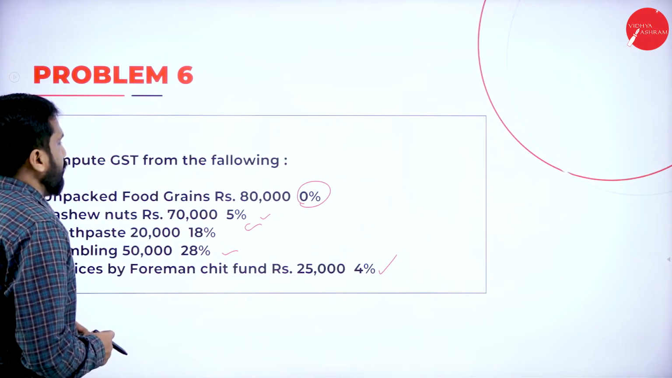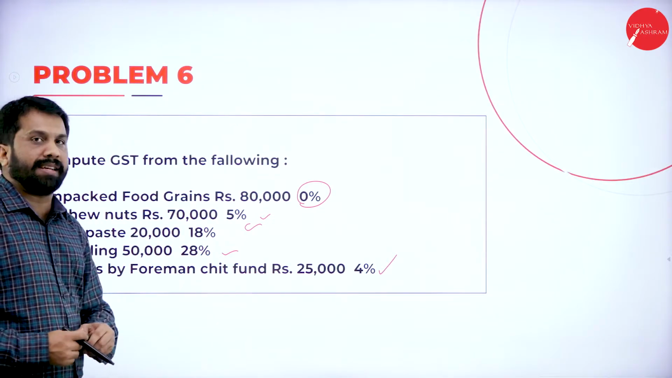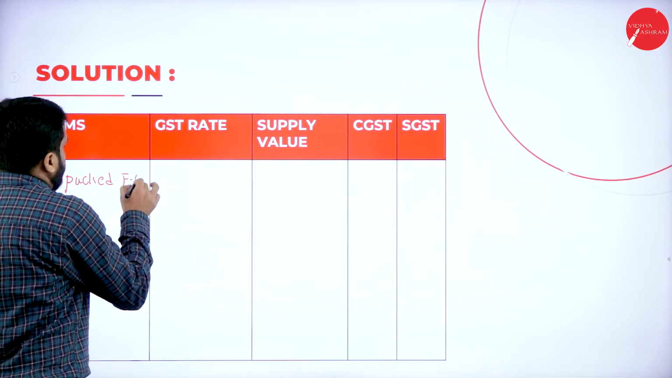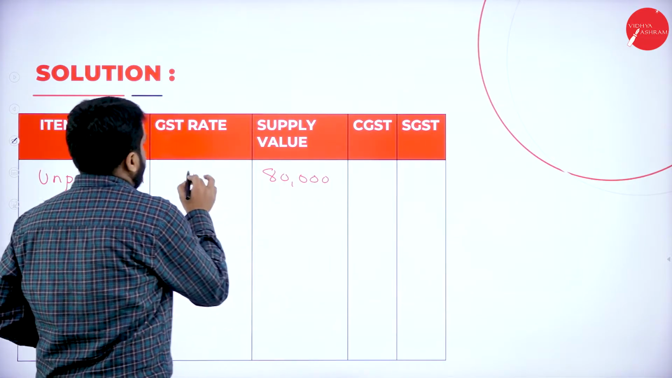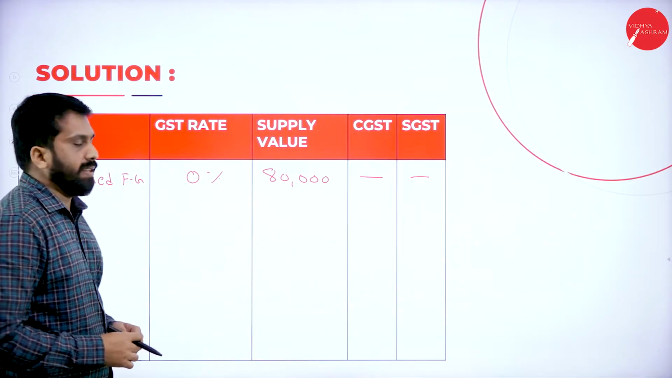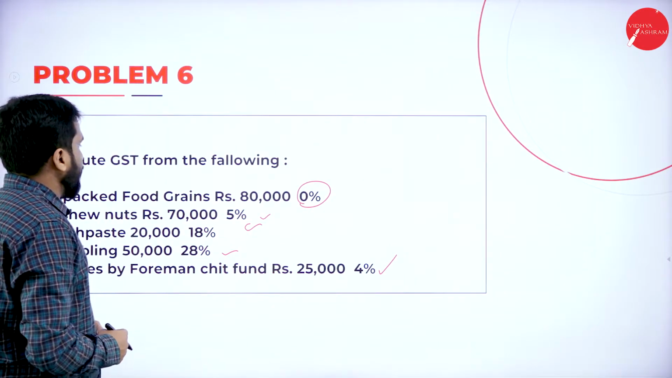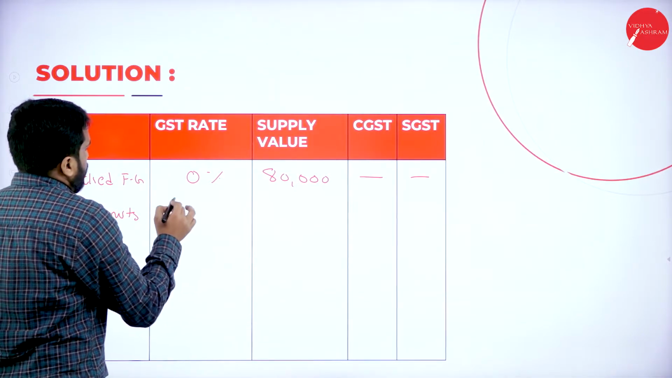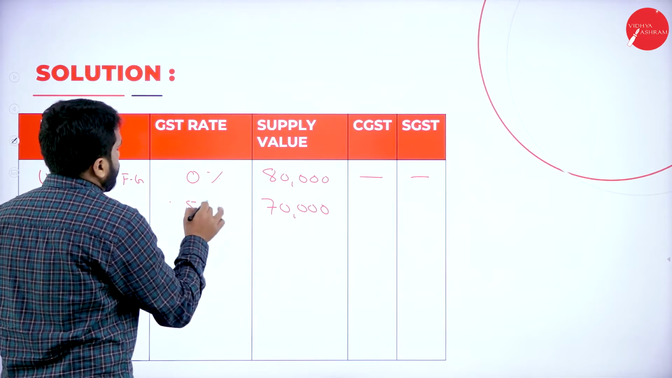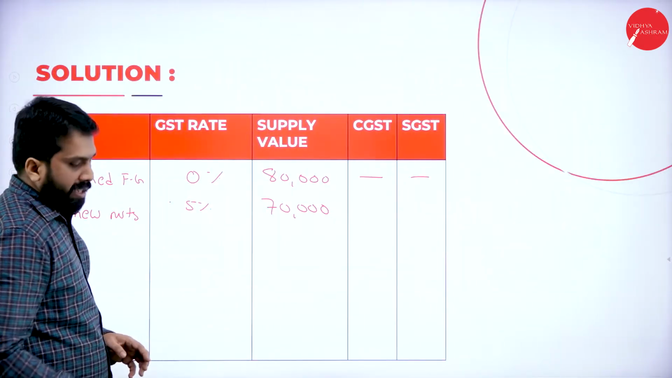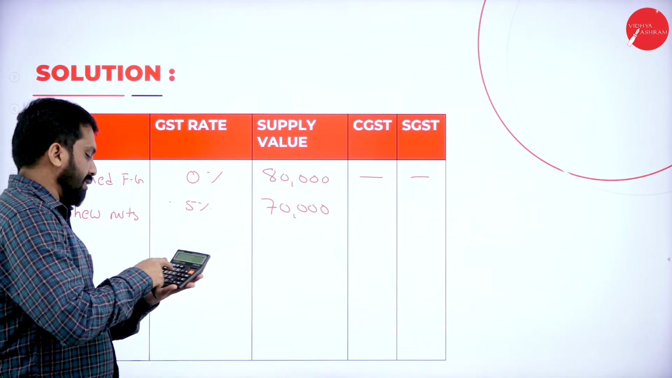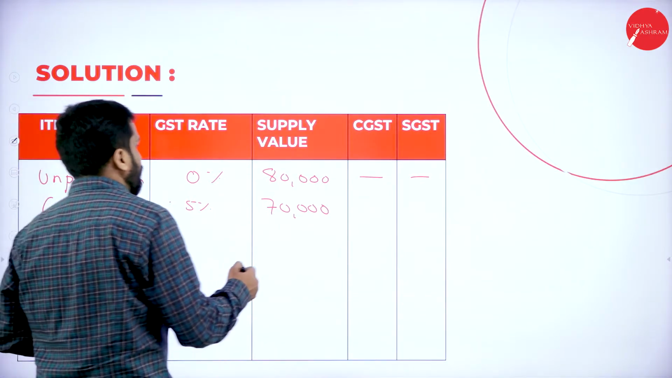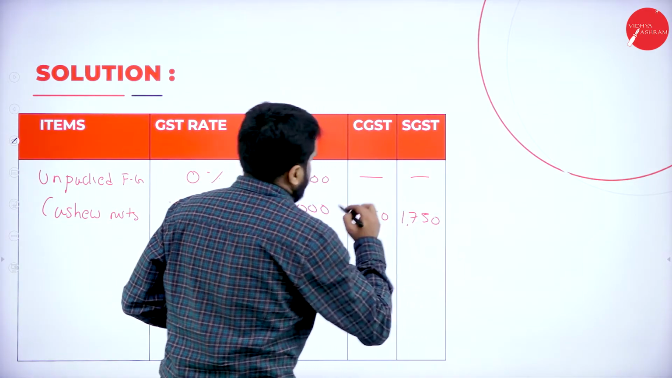Compute GST from the following. First one, unpacked food grains. It is 80,000. Amount is 80,000 and the percentage is 0%. It will be nil and nil. Next, cashew nuts 70,000 at 5%. On 70,000 we calculate 5%. 70,000 into 5% is 3,500, divided by 2, it will be 1,750. Hope you are clear.